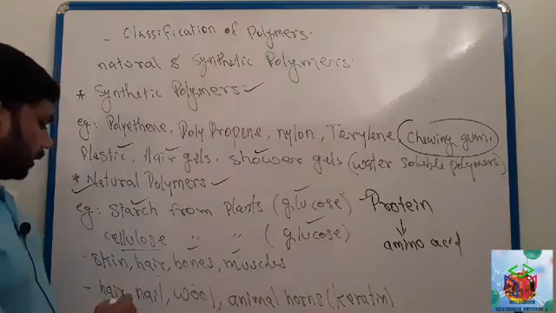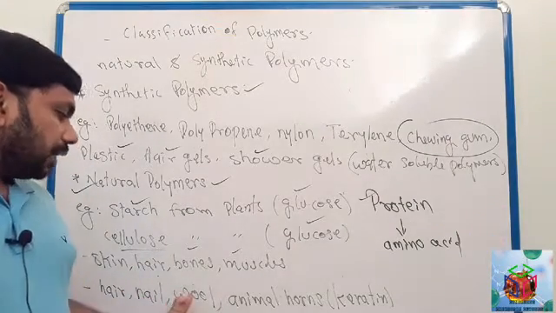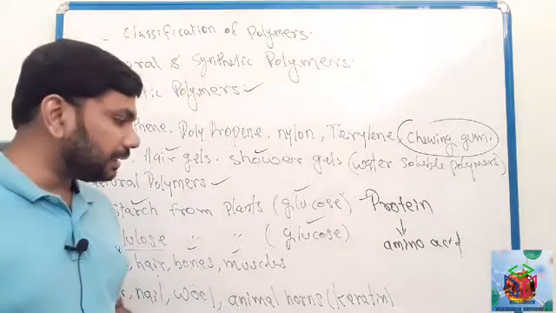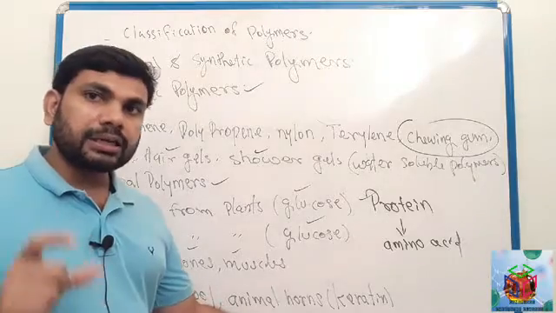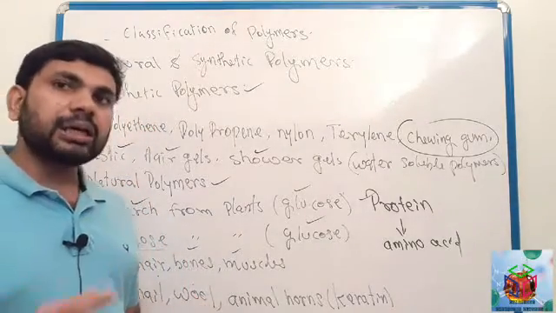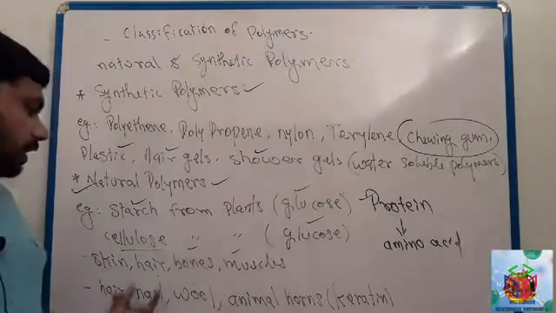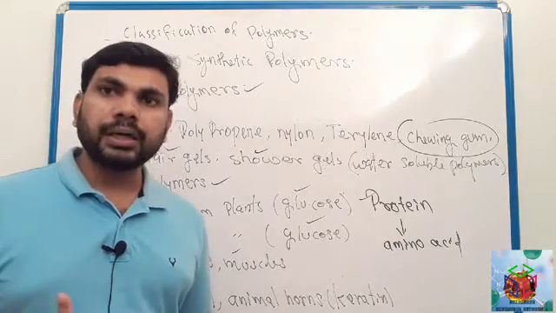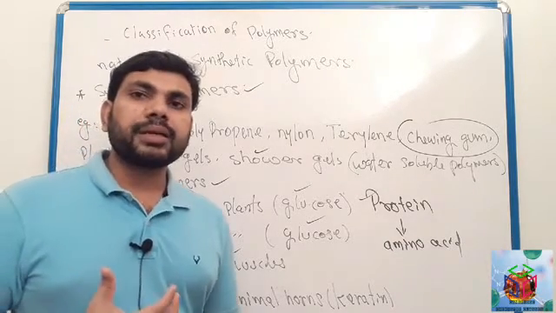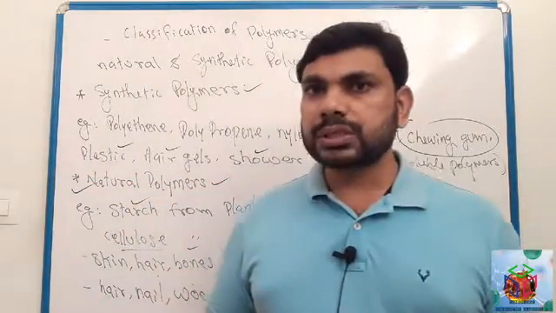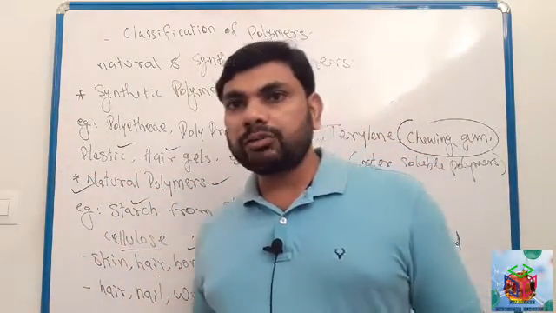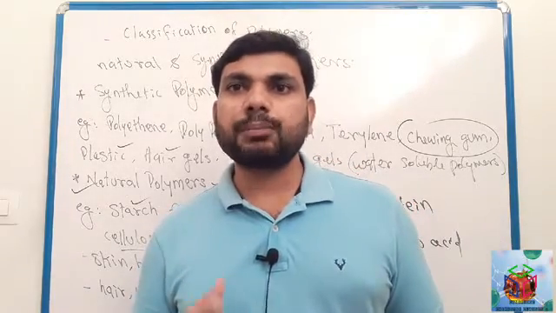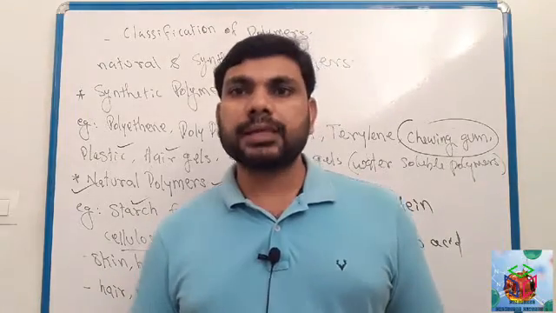Clear? Look here, hair, nails, wool, animal horns, these are polymers which contain keratin. The biological material keratin is present in hair, nails, wool, animal horns. So this keratin is also one type of polymer. It is an example of natural polymer. So here cellulose, carbohydrate, protein, keratin, these are examples of natural polymers. Natural polymers are found in animals and plants.